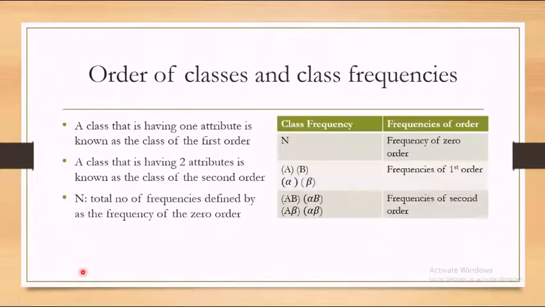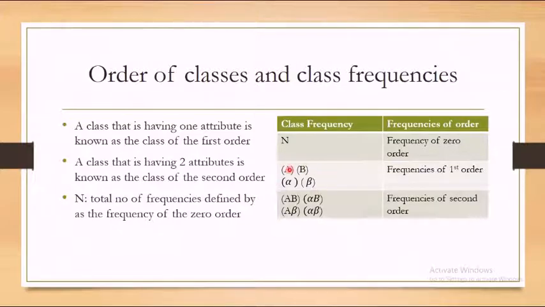Now I'm going to show you something. Now see, these are the class frequencies, right? In the last slide you studied what a class frequency is and how it is denoted. Now, I have written N over here. N is the total number of observations, the frequency of zero order. Now what about this? Inside the brackets I have written A, B, alpha, and also beta. Now these are four different class frequencies, right?